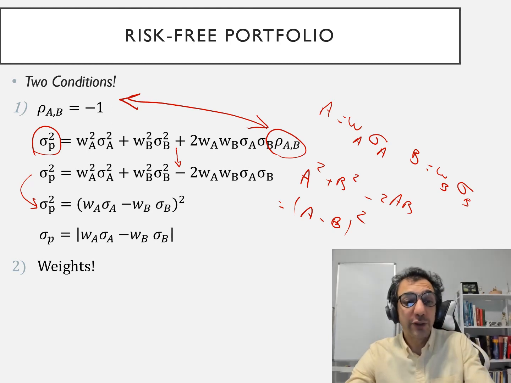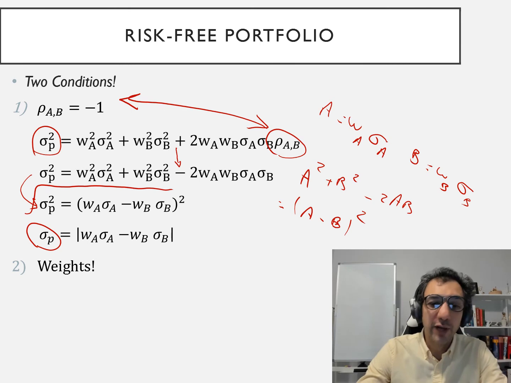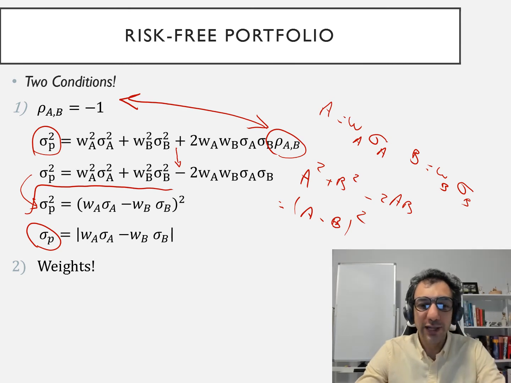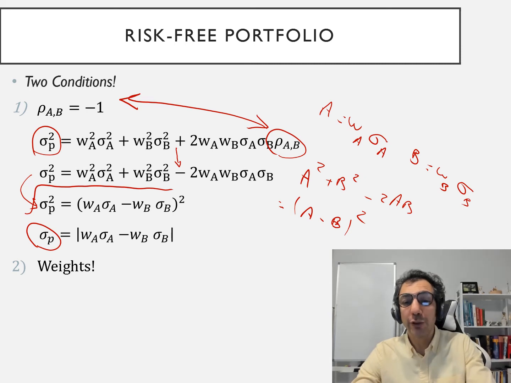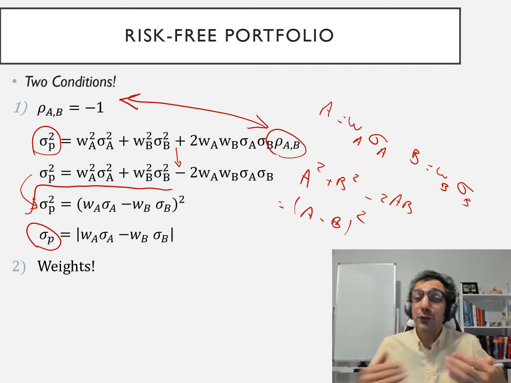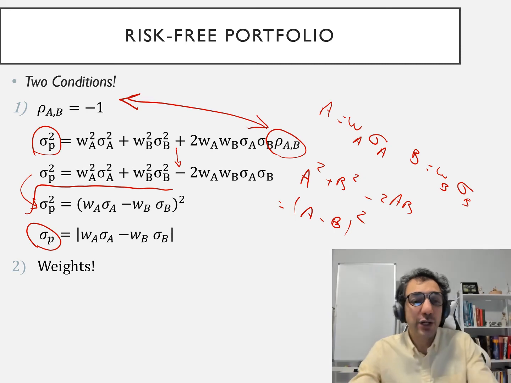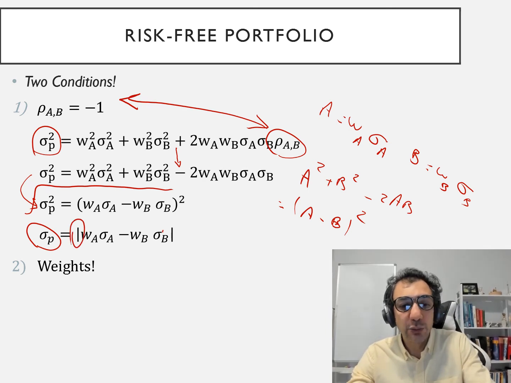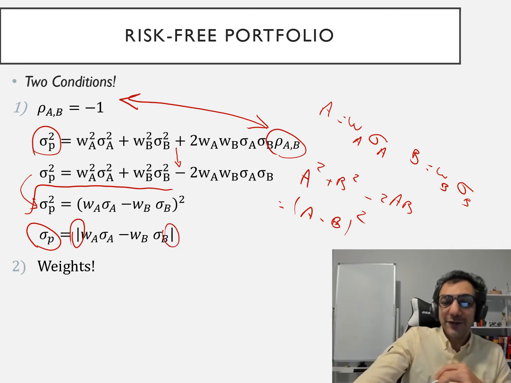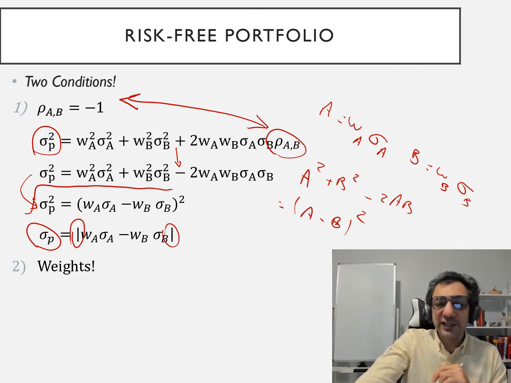Now I'm looking for the standard deviation. The standard deviation should be the square root of the whole thing on both the left and right side. But remember, since this is the minus, the number might be negative. But we know there is no negative standard deviation. That's why I'm using the absolute sign here. So the standard deviation of the portfolio, if the correlation is -1, should be |WA sigma A minus WB sigma B|.